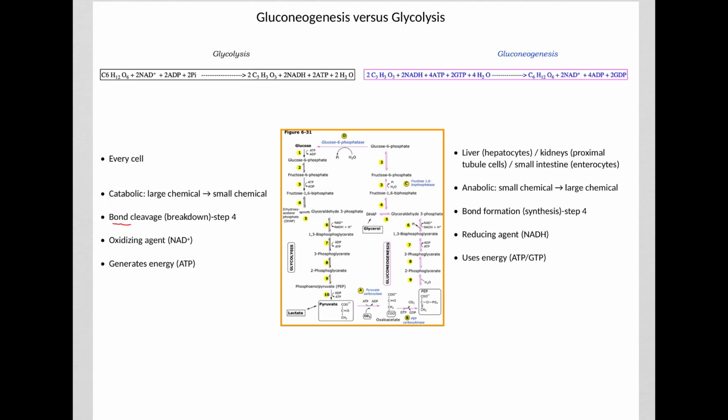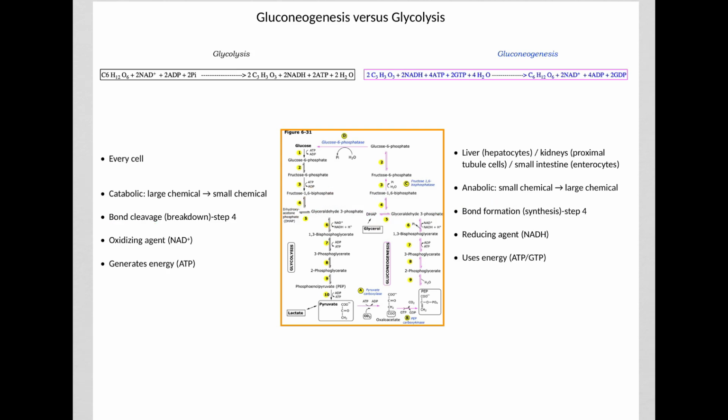Catabolism involves breaking carbon-carbon bonds, and we see that in step number 4 here, where one intermediate is broken down into two intermediates by the breaking of a carbon-carbon bond. On the other hand, in synthesis, in anabolic pathways such as gluconeogenesis, we are forming carbon-carbon bonds. Once again, we see that in step number 4, where two small molecules, dihydroxyacetone phosphate and glycerol 3-phosphate, combine to form a carbon-carbon bond to give us this fructose 1,6-bisphosphate.